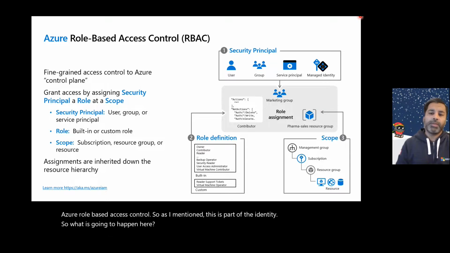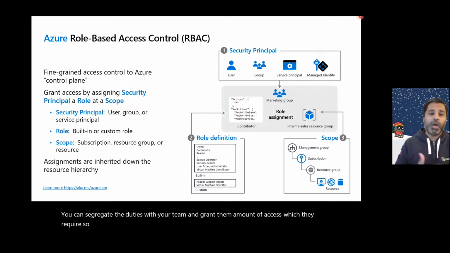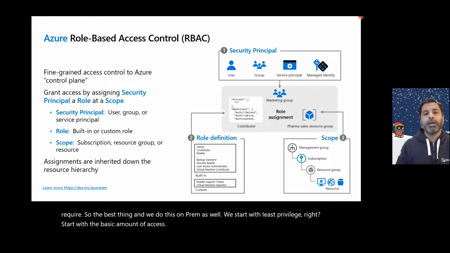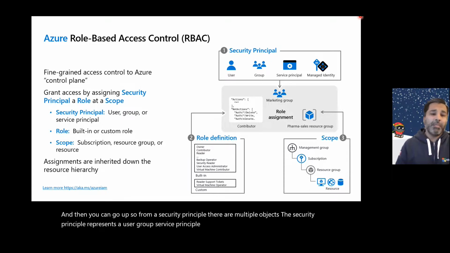You can segregate the duties with your team and grant them the amount of access which they require. So the best thing, and we do this on-prem as well, is we start with least privilege, right? Start with the basic amount of access, and then you can go up. So from a security principal perspective, there are multiple objects. The security principal represents a user, group, service principal, or managed identity, and based on the use case, you would use that.